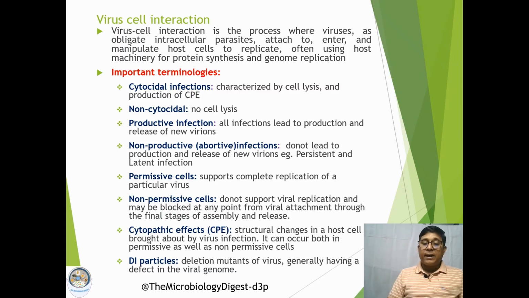Next is DI particles, which we have already discussed. This represents defective interfering particles. These are actually deletion mutants of a particular virus, and they generally have a defect in the viral genome, and thereby they cannot replicate by themselves. So these are defective interfering particles, or DI particles.